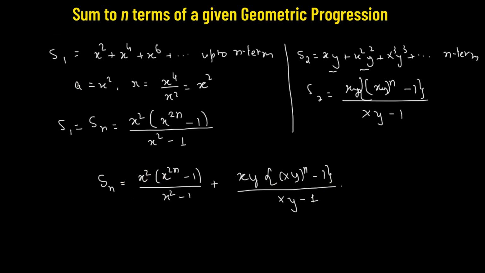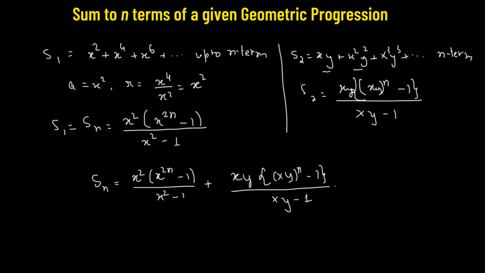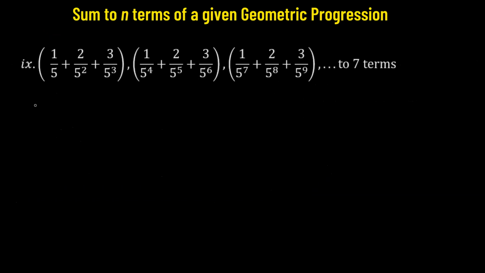Let's move on to the next and the final problem. We need to obtain the sum to 7 terms of the given geometric sequence. So let's begin. Our first term A will be 1 over 5 plus 2 over 5 squared, which is 25, plus 3 divided by 5 cubed, which is 125. When we add them, this gives us a value of 38 over 125. This is our first term.